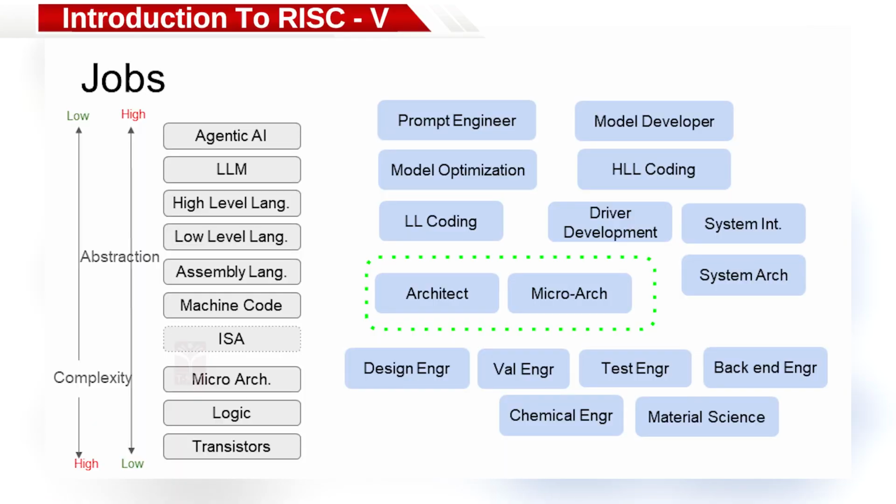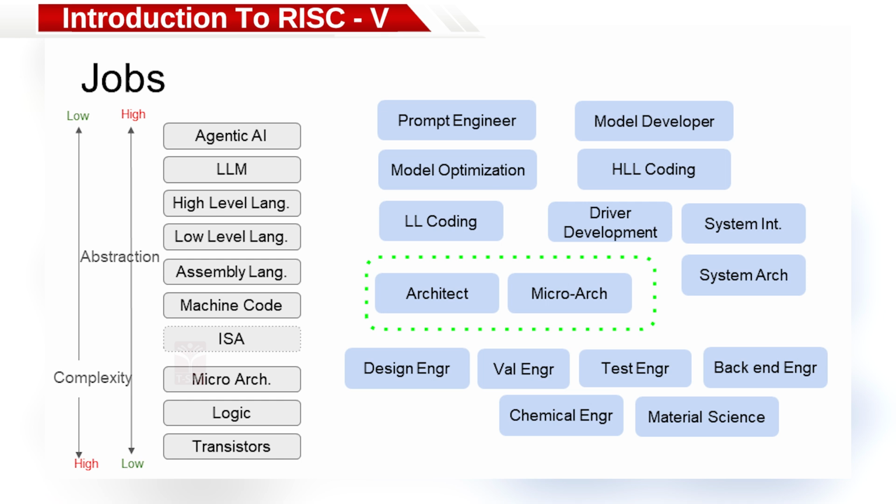Okay. Now let's get to one of the key questions you have. Okay, all this is good, so what? What's in it for me? If you look at the slide, on the left side I'm showing this entire stack, starting from the very low-end transistors, the physics of it, all the way up to the top where you talk about agentic AIs and LLMs and all that. The complexity goes down as you go higher, and the abstraction is higher.